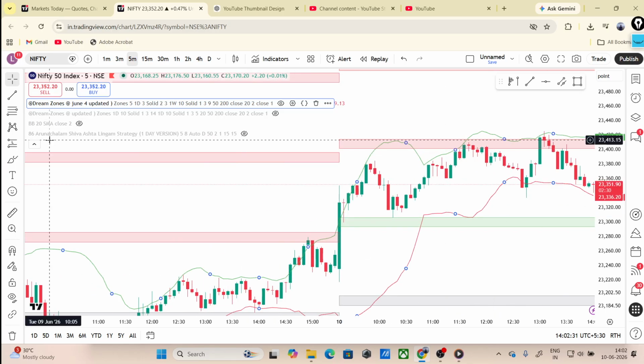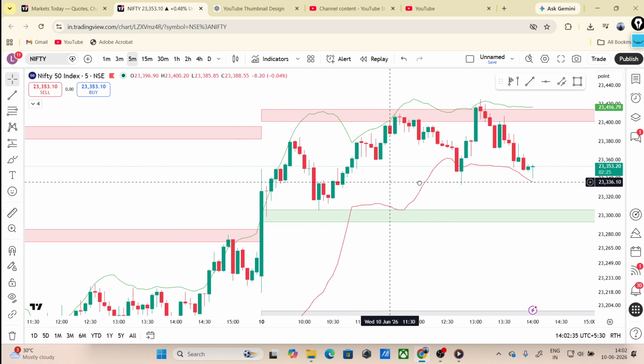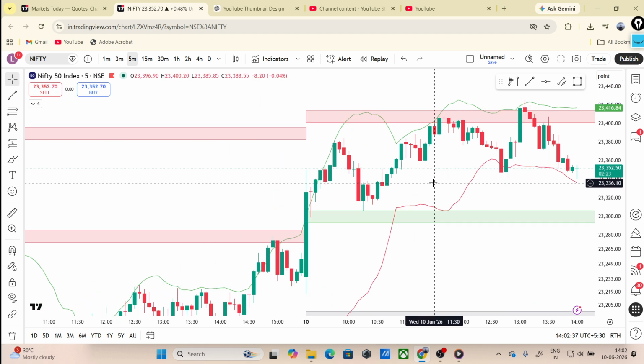So let's come to the trading. How to take the trade? I can suggest only the retest. On a one time zone test, don't take any trade. One time zone test means, wait, I will show that. What is a one time zone test? Wait, I will show.